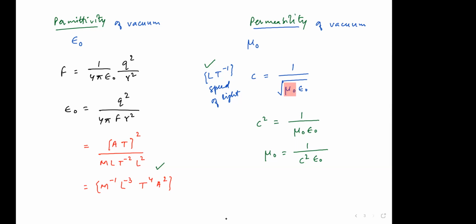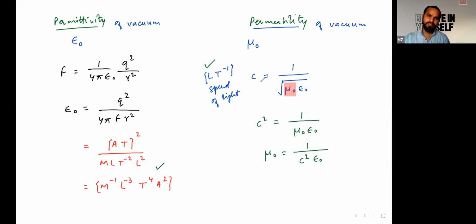Sir, is C capacitance? C is here speed of light, which I have just written as L t to the power minus 1. Okay, sir.